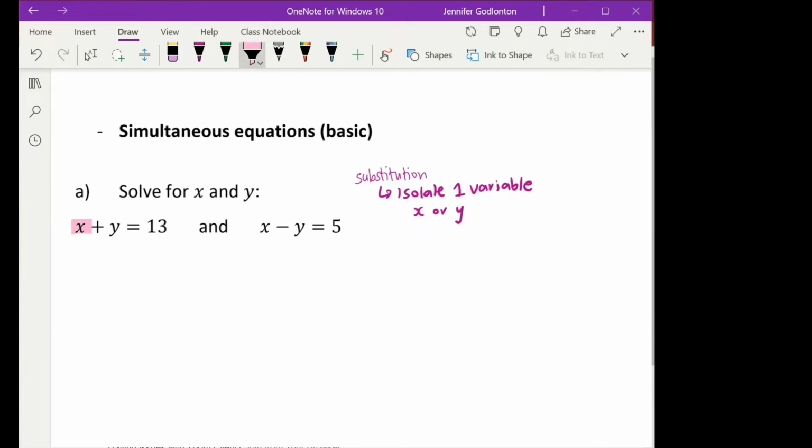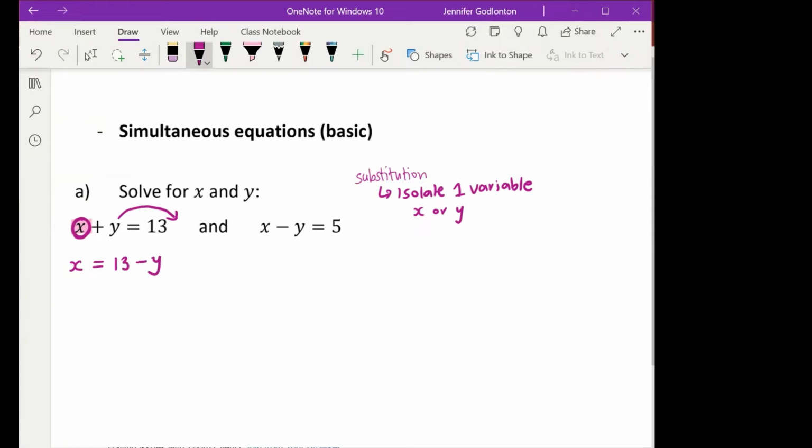In the next one, I'll show you where we isolate something different. Okay, so if I want to isolate x, that means I want x to be all alone on the left-hand side of the equal sign, which means I want to move that y onto the other side. So I'm going to have x is equal to 13 minus y.